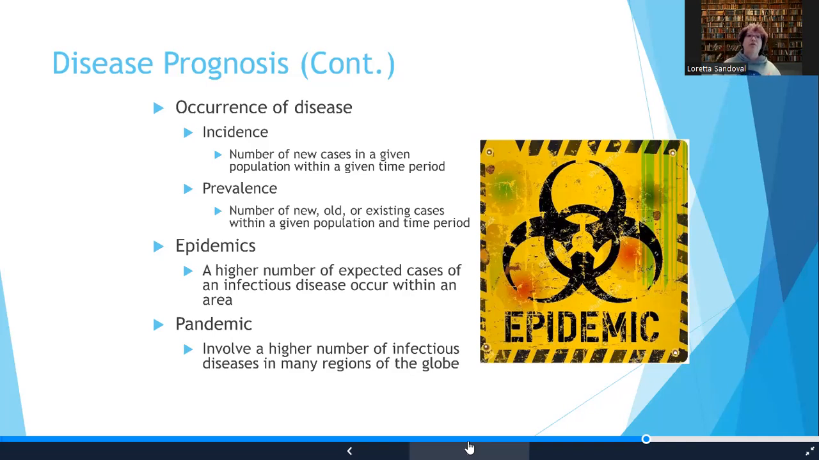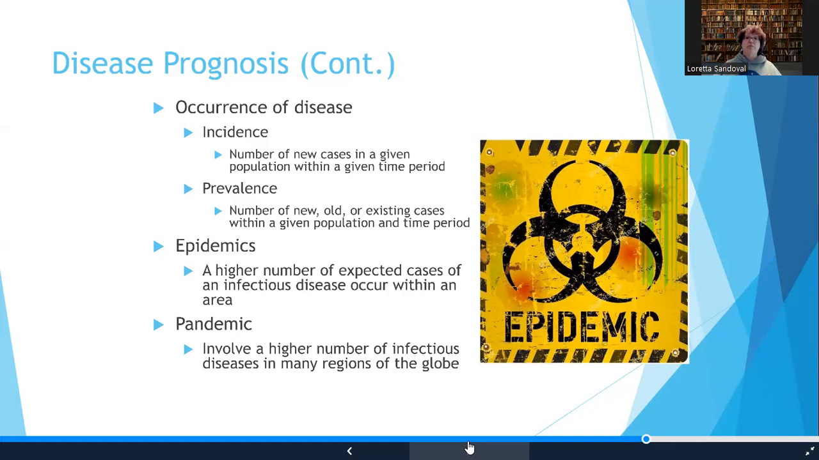Prevalence is the number of new, old, or existing cases within a given population and time period. So we can say this year, there are X number of people with Parkinson's disease in the United States. So that's our given population, our given time period is this year, and it's new, old, or existing cases. So incidence is just new cases and prevalence is everything.